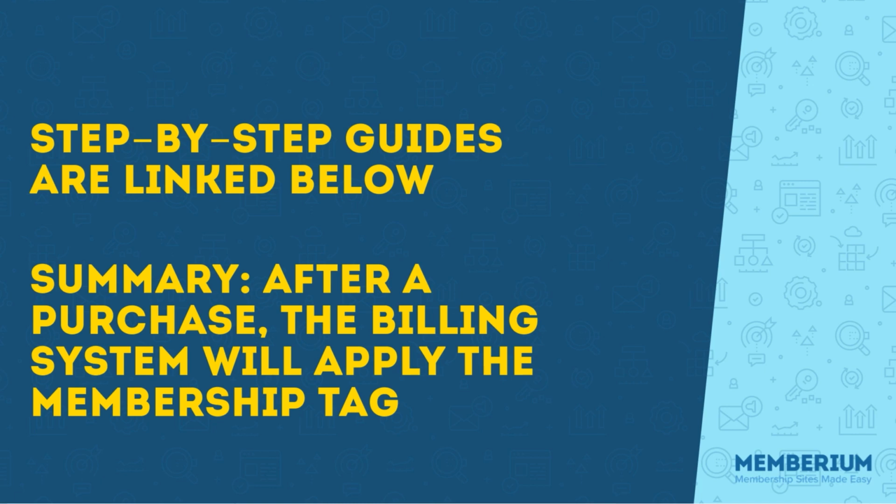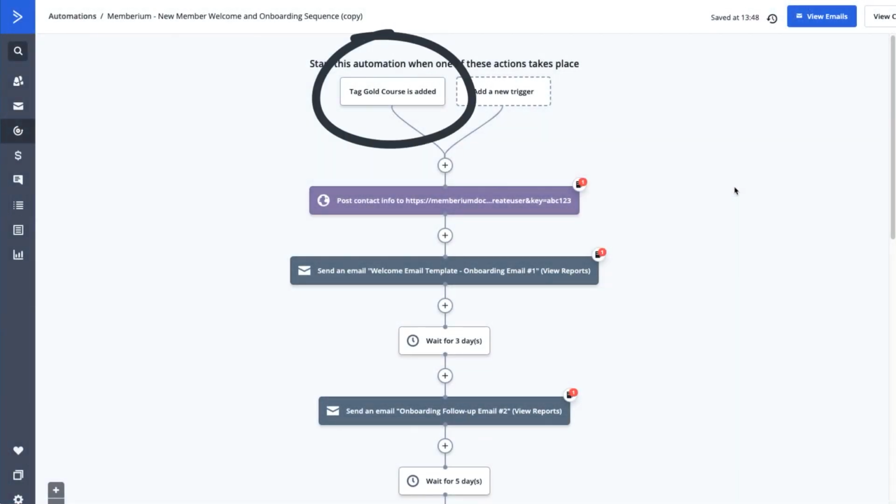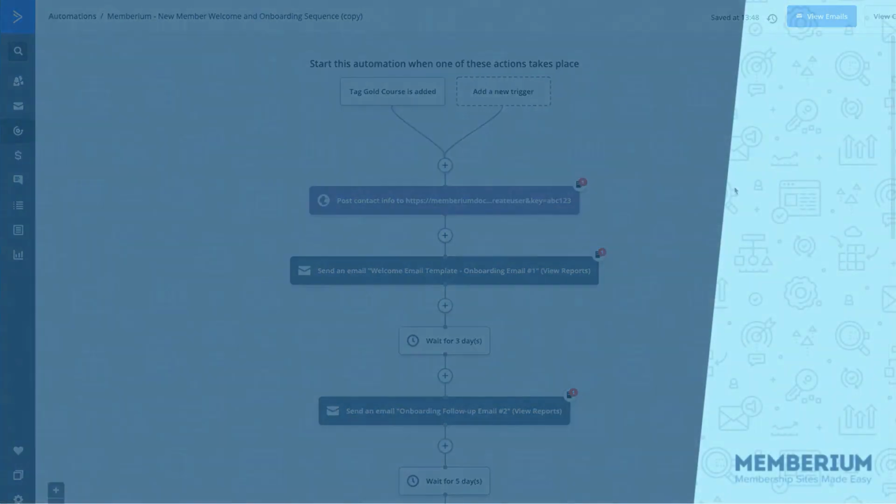If you remember in that last video, the trigger for the automation is the membership tag. Now, if you don't want to go that route, you can also have your billing system trigger the automation directly, if it supports that. However, the easiest setup is just to have it apply the membership tag, and then let that tag trigger the automation we set up.